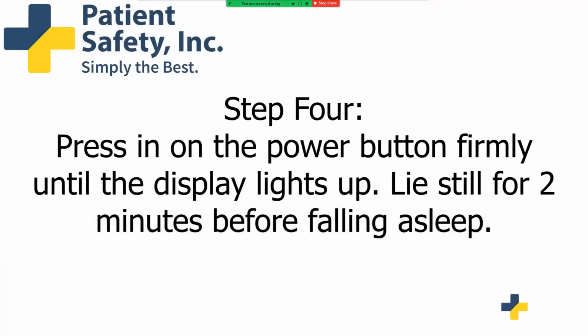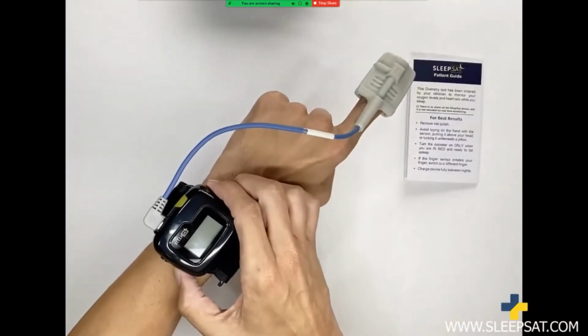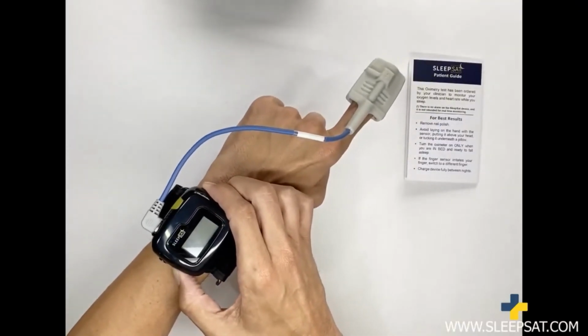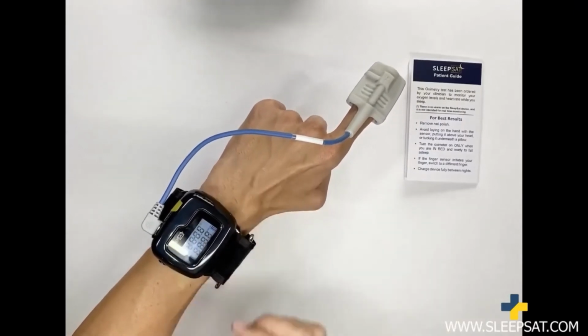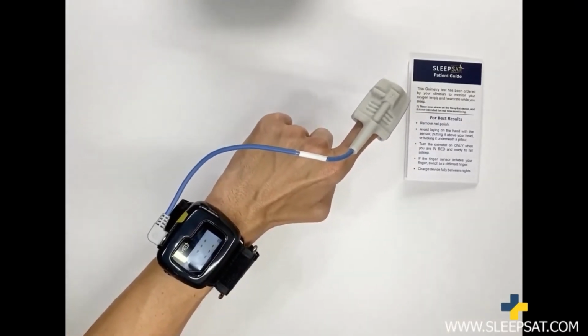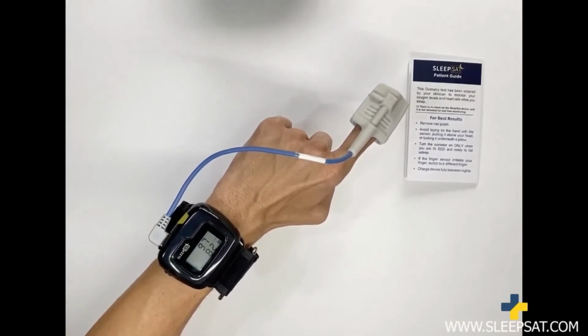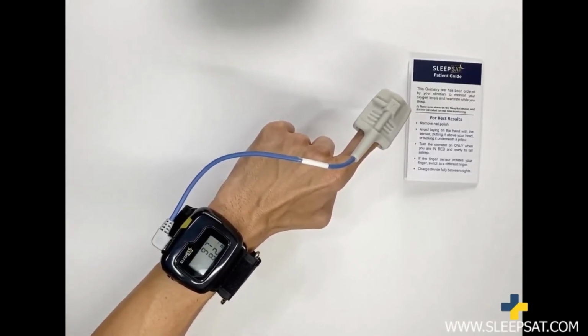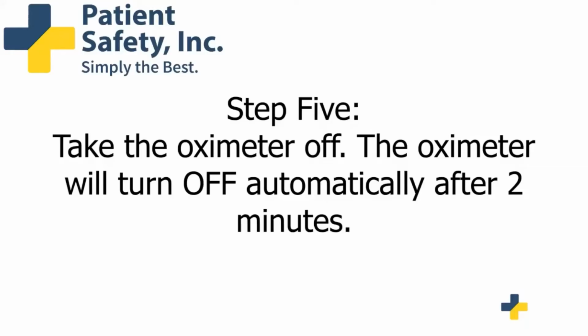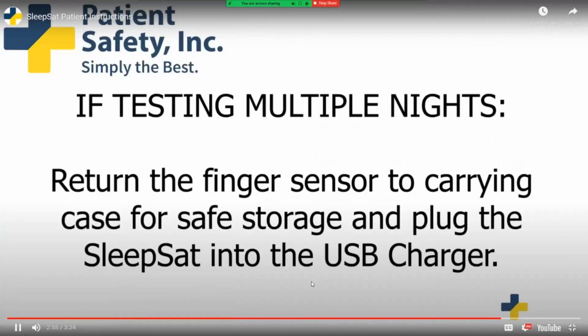Step 4, press the power button firmly until the display lights up. Lie still for 2 minutes before falling asleep. If the finger sensor comes off or is removed during the night, or if the wrist unit continually flashes send off, put the sensor back on, making sure your finger is inserted completely. Press the power button firmly until the display lights up. Step 5, in the morning, take the oximeter off. The oximeter will turn off automatically after 2 minutes. If testing multiple nights, return the fingers.